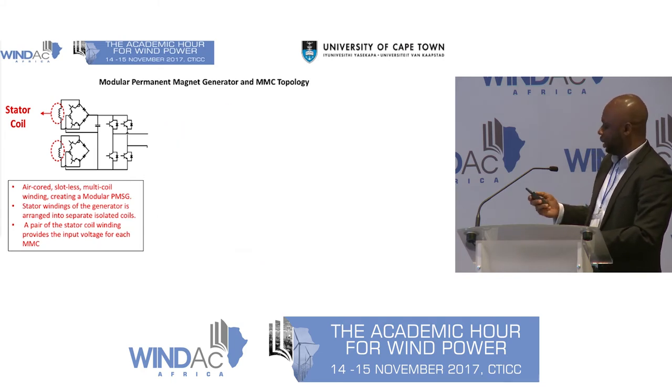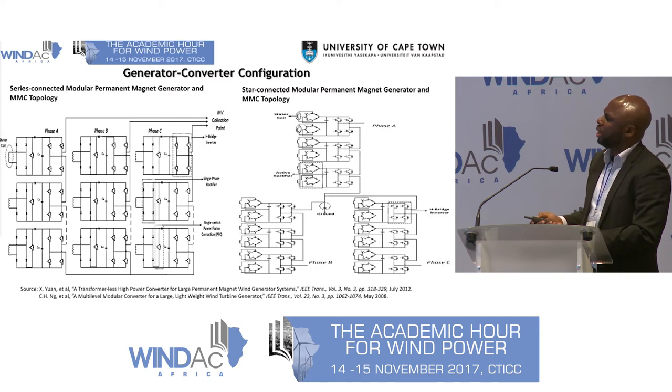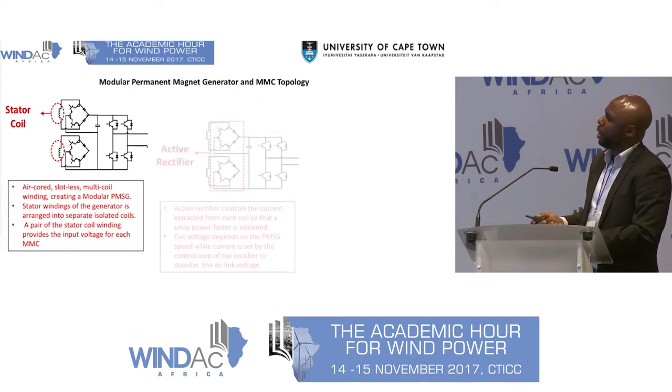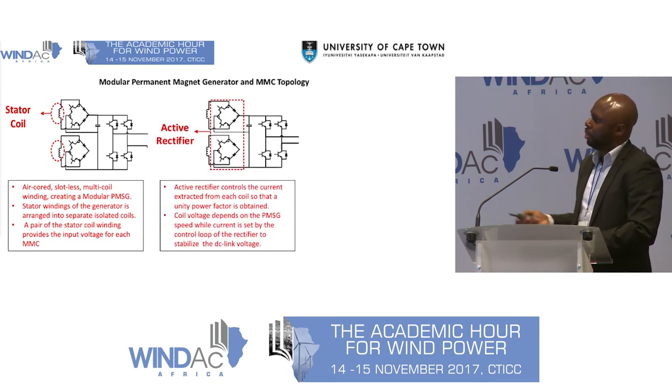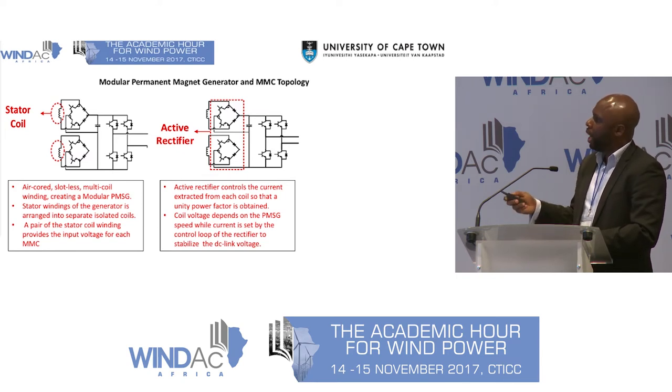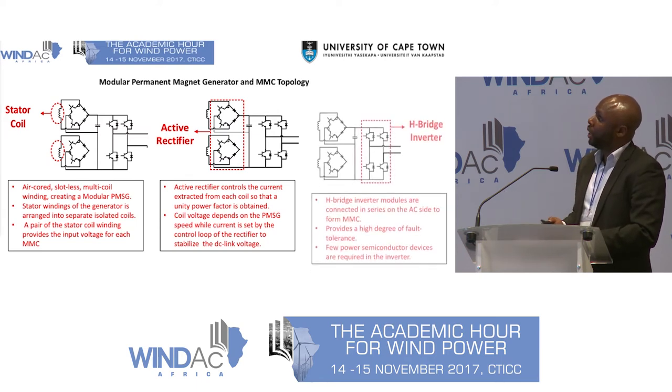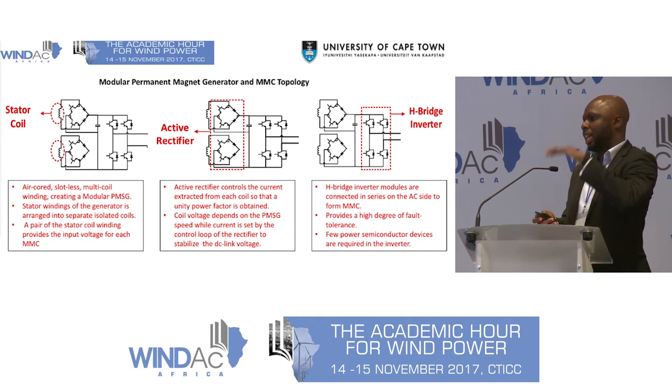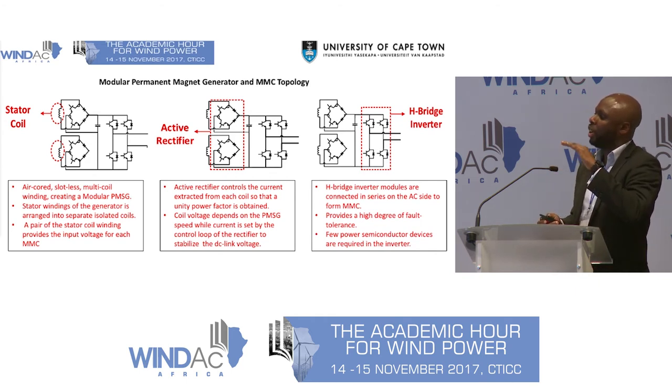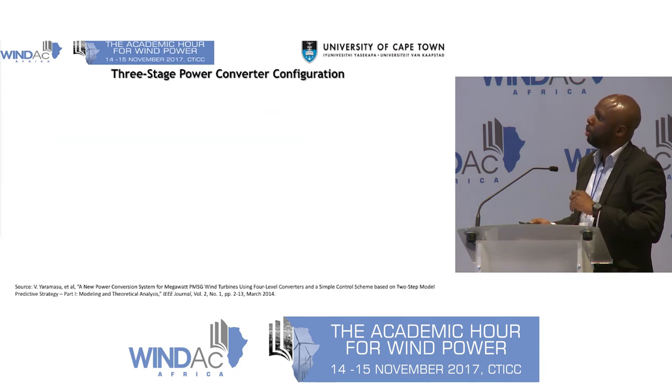And for the converter stage, we have the basic active rectifier, where the stator coil serves as the input, and the active rectifier acts as an individual DC link balancing tool. And on the inverter side, you have the normal H-bridge inverter, which could be cascaded up to the voltage level you need, and also provides a high degree of fault tolerance. So I need to speed up a bit now.